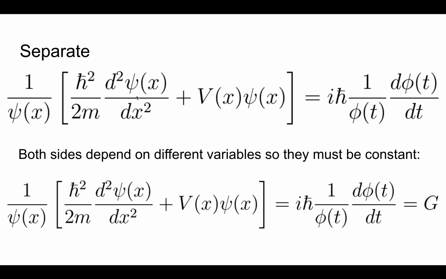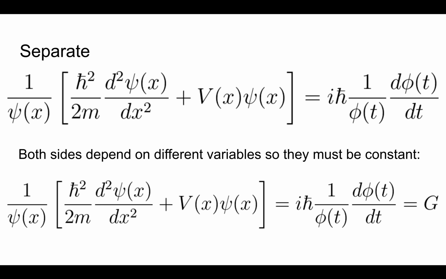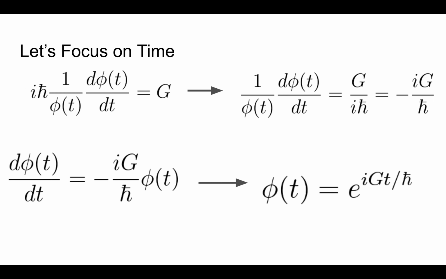Now, this is the next crucial part. Because both sides depend on different variables, they must be constant. So we can choose some arbitrary name for this constant, g. Because both sides depend on separate variables and they're equal, they both must equal some constant g. You might have to think over that a little because it might not be super straightforward, but if you think it over, it'll make a lot of sense.